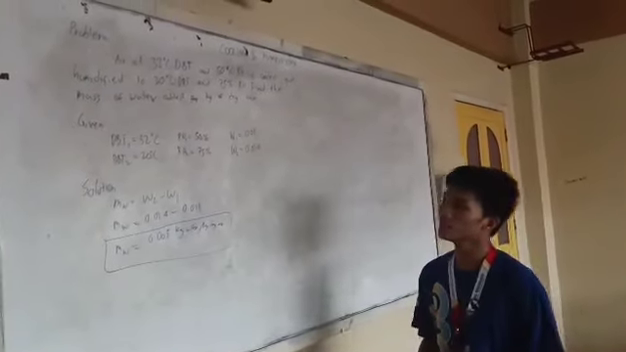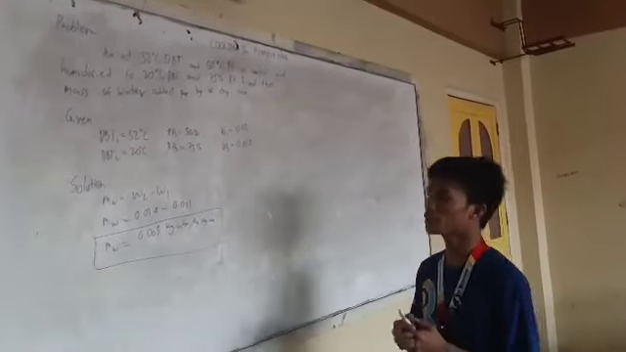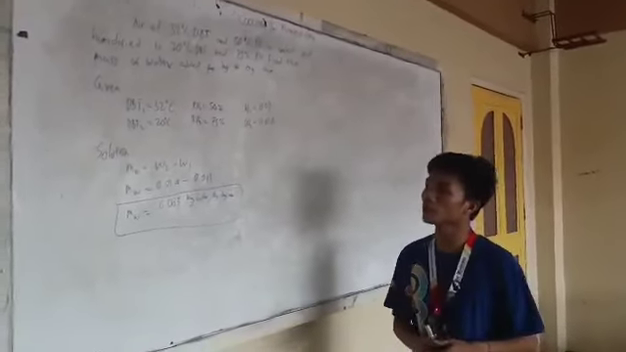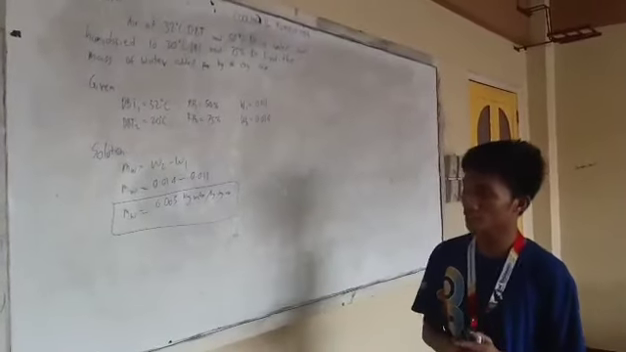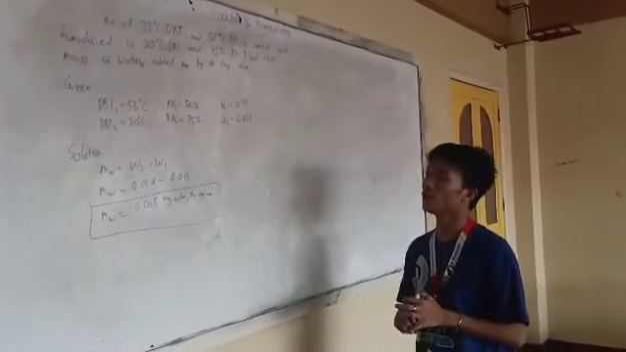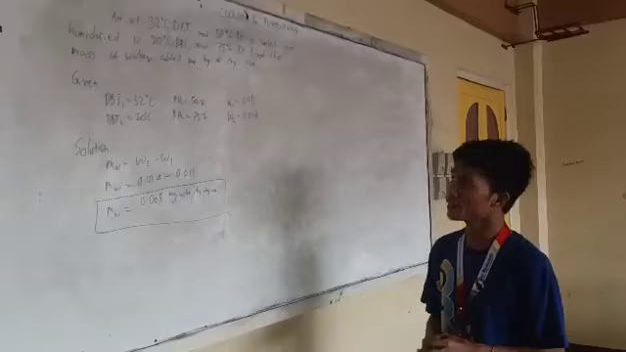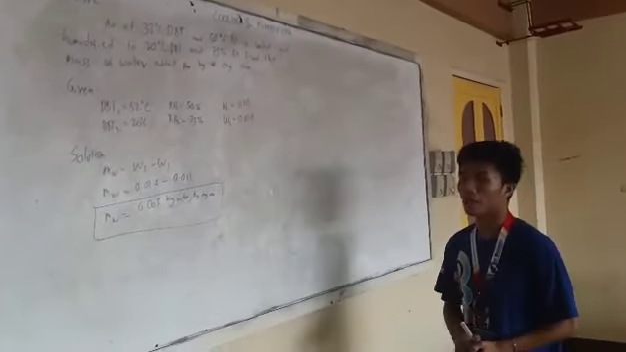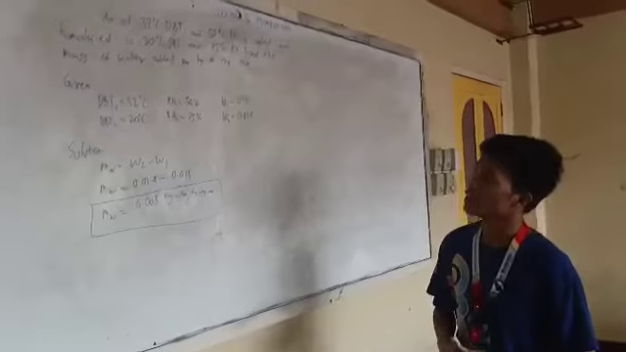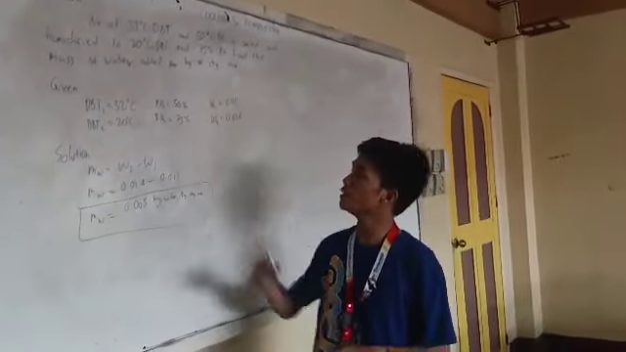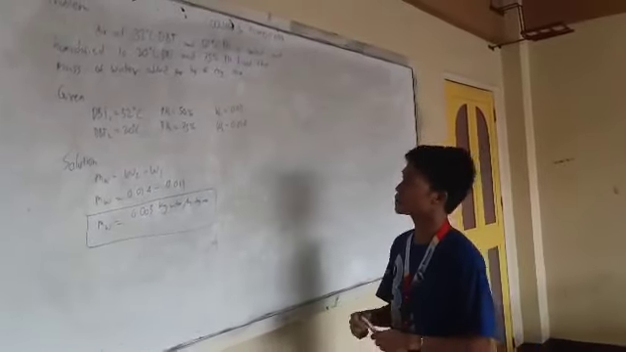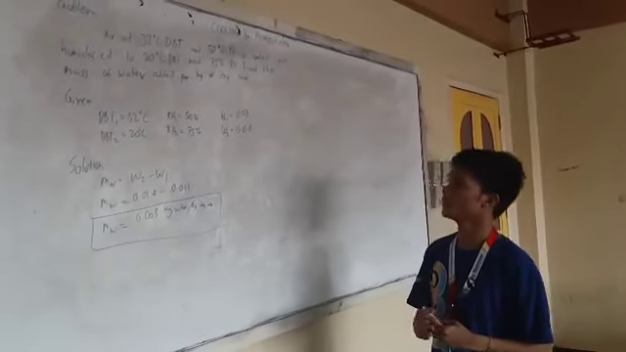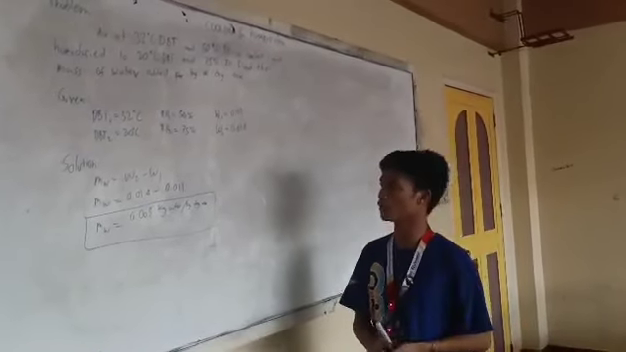So the givens are dry bulb temperature 1, which is 32 degrees Celsius, dry bulb temperature 2, which is 20 degrees Celsius, relative humidity 1, which is 50%, and relative humidity 2, which is 75%. And by using the psychrometric chart and plotting these givens, we will get the specific humidity 1, which is 0.011, and specific humidity 2, which is 0.014.